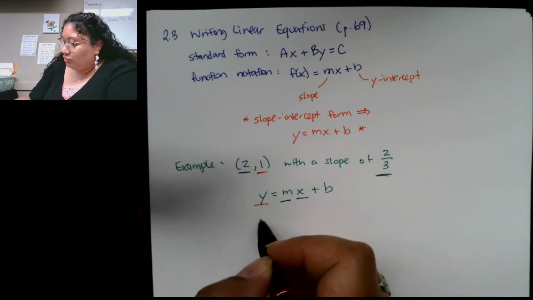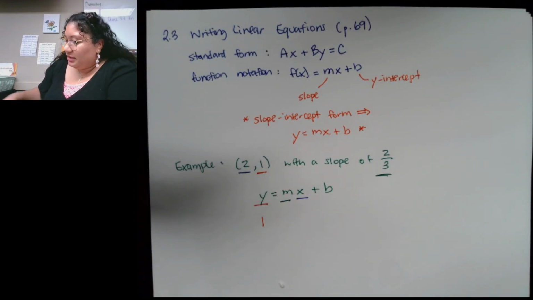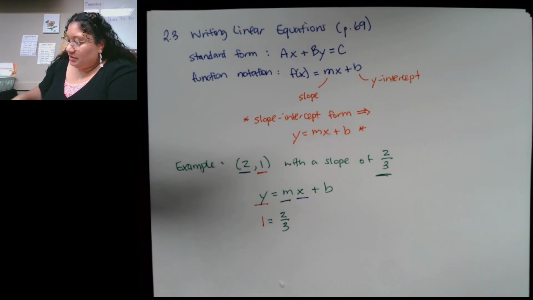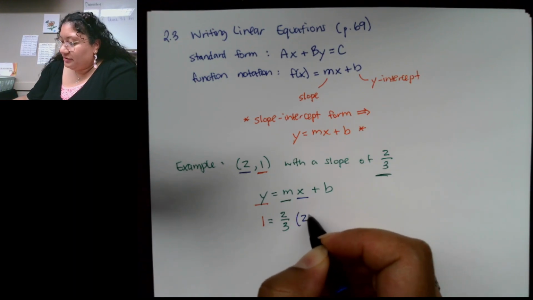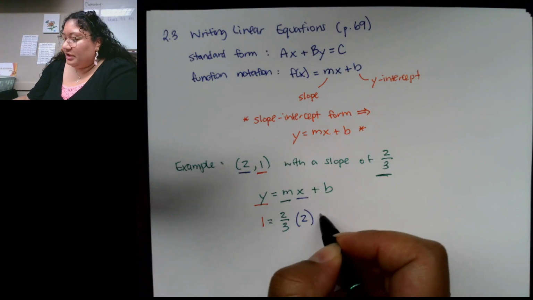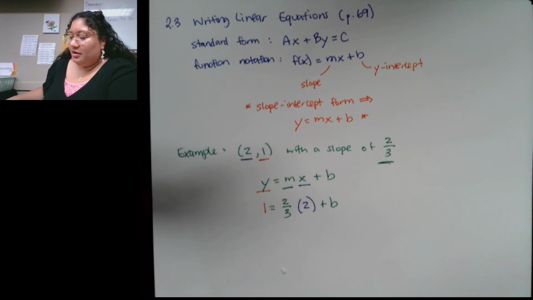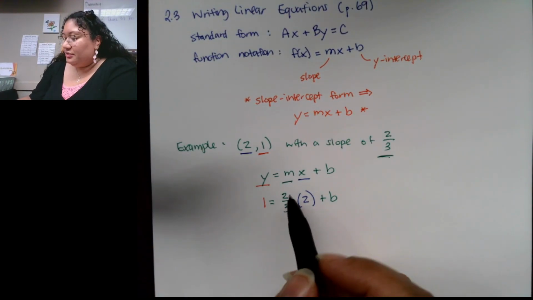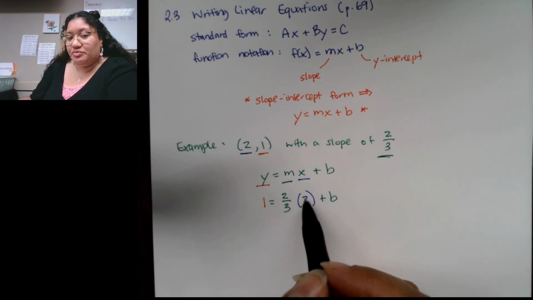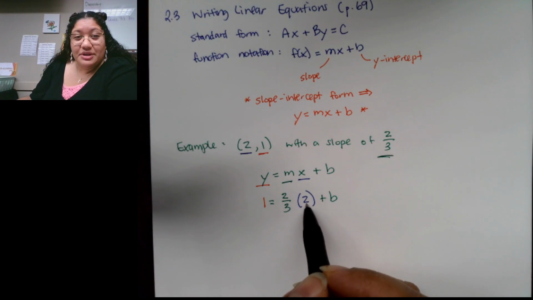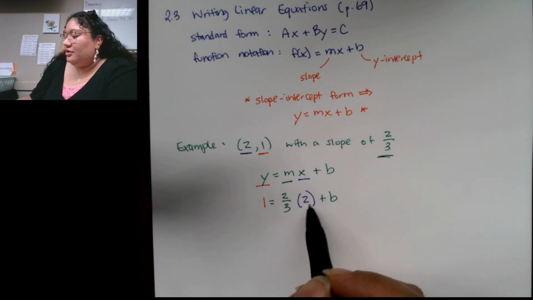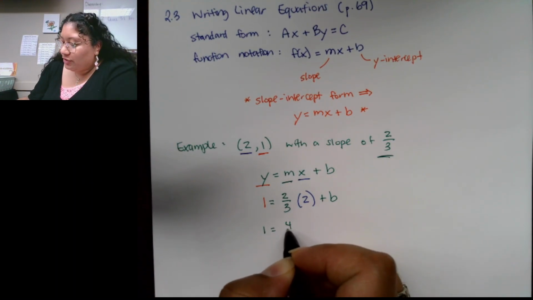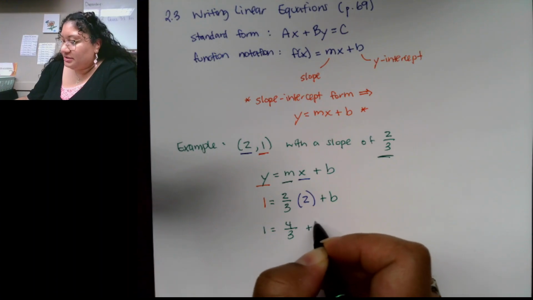So I'm going to do 1 equals 2/3 times my x plus b. When I am multiplying fractions, remember I always do the numerator multiplied together. What secretly is underneath 2? 1, correct? So then the denominators are multiplied together. So I do 1 equals 4/3 plus b.